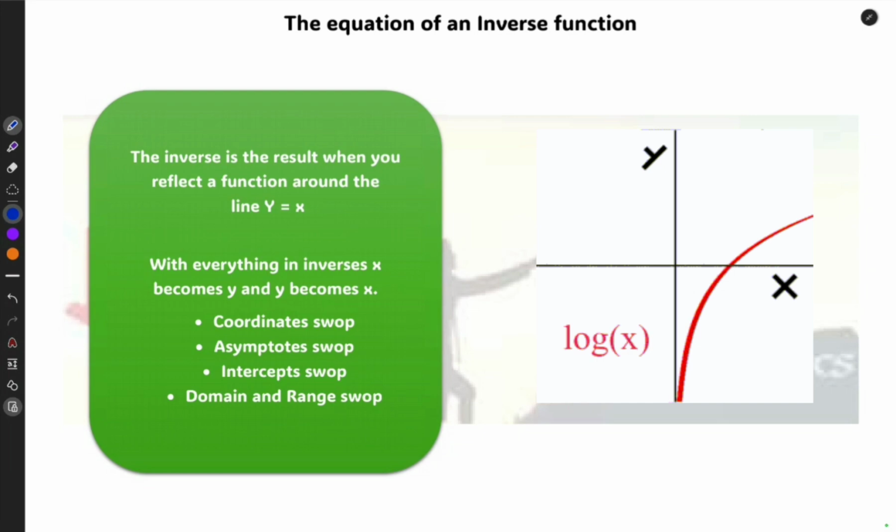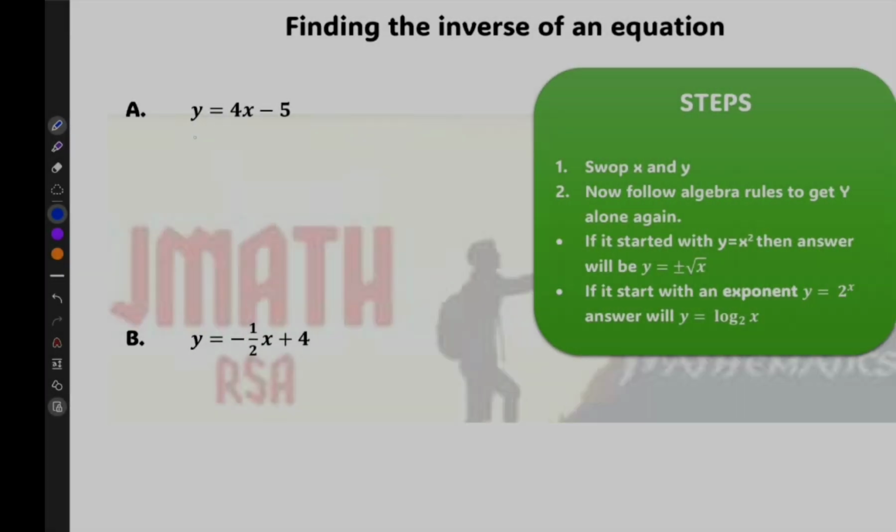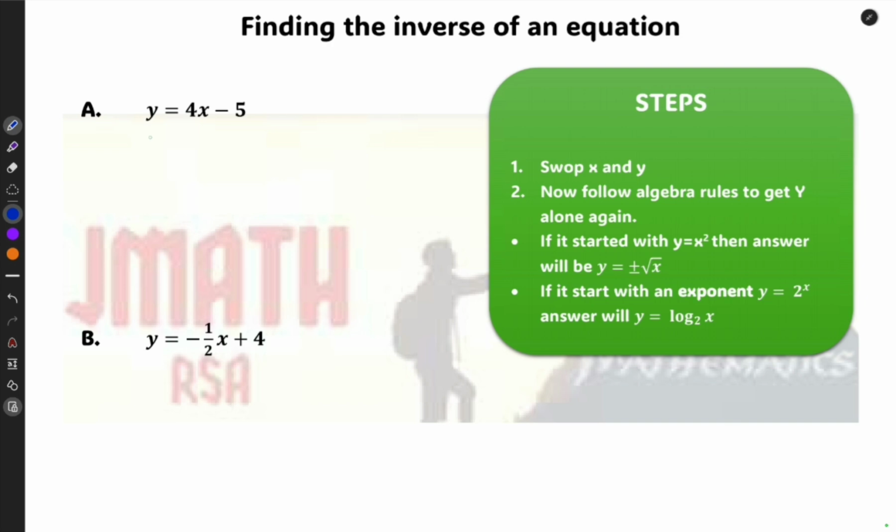So let's look how we would apply this to algebra type questions. If they give you the equation of any function and they ask you for the inverse, the steps would be: you swap x and y, then you follow your algebra rules to get y alone again. Let's go through a few examples so you can see exactly what you need to do. And it doesn't really get more complicated than this. So if you can understand it, this is 3 marks.